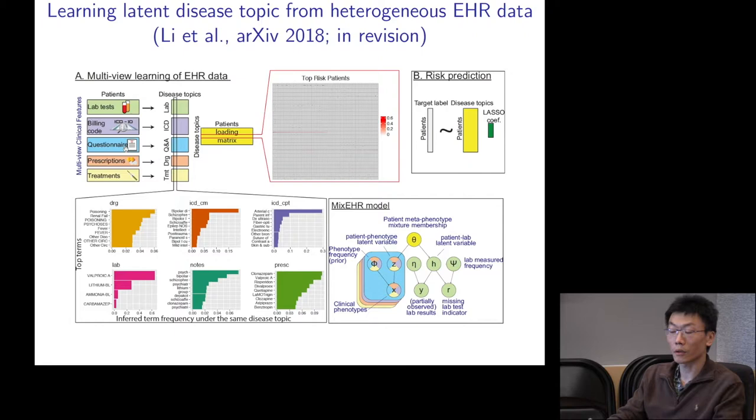And then, of course, we have prescriptions. We also have treatments. These are becoming more abundant for single patient measurements. So what do we want to do here? We want to learn from all of this high-dimensional data to learn disease topics. We call this a latent topic because it's not observed from the data, but we want to learn this summary information in lower-dimensional tables. At the same time, we want to predict the patient's risk of belonging to a certain topic.